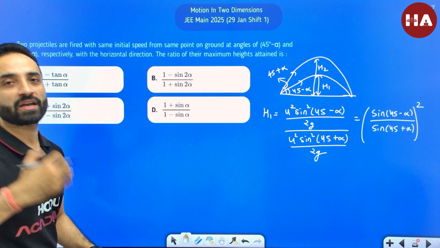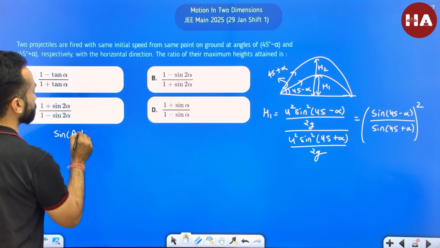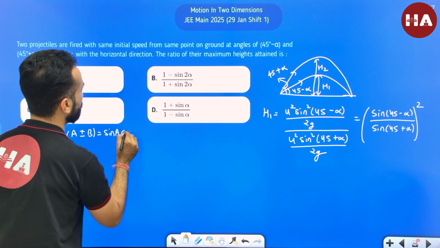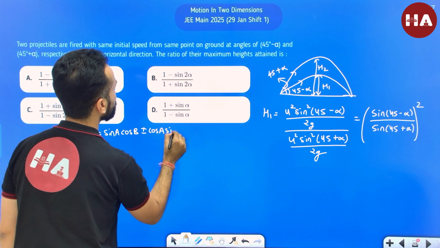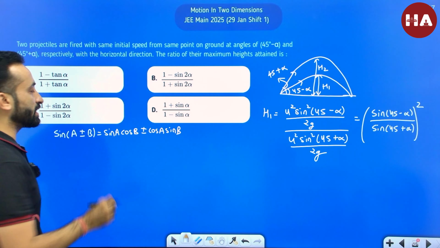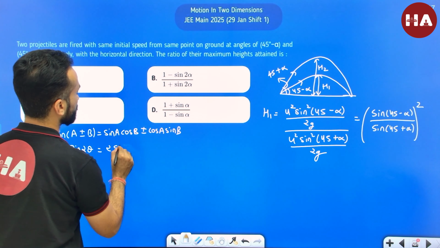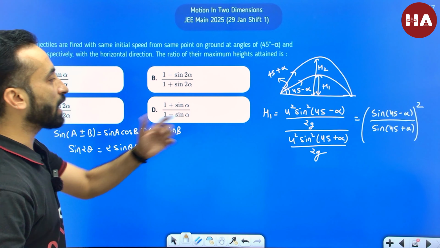Now I will use two identities here. If you are a NEET aspirant, you should know that sine(A plus minus B) is equal to sine A cos B plus minus cos A sine B. This is the first thing that I'm going to use. Secondly, hopefully you know the identity that sine 2 theta is 2 sine theta cos theta. So let's use both of them. Now what is the ratio?